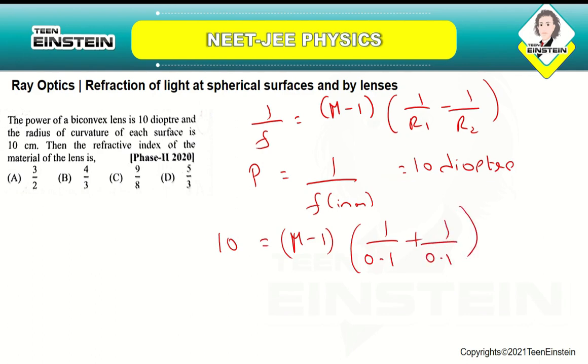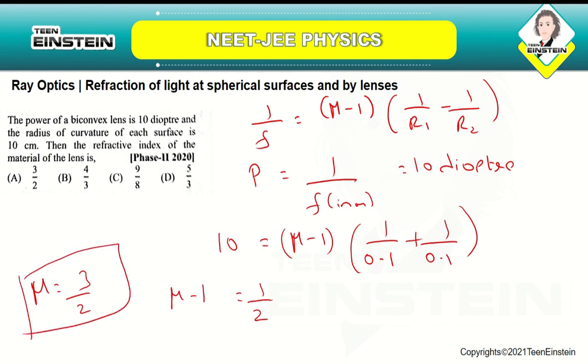So if you solve this, you will be getting it as mu minus 1 is equal to 1 by 2, or mu is equal to 3 by 2. So the correct answer is the refractive index of the material is 3 by 2, option number A.